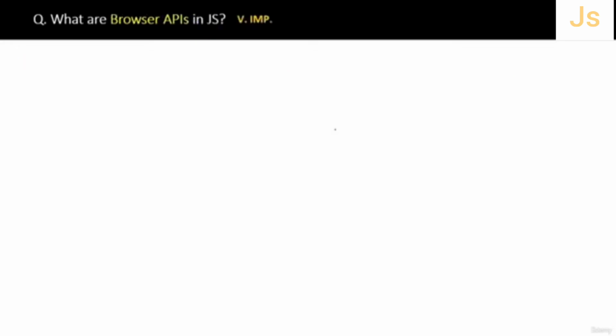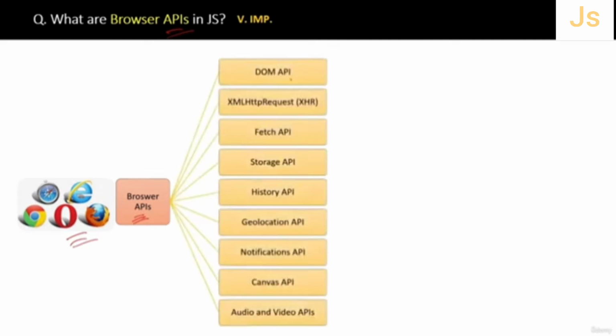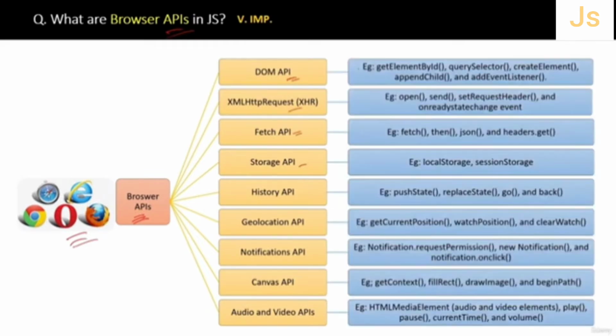What are browser APIs in JavaScript? As you can see, we have many browsers. These browsers provide us with some inbuilt functionalities, okay? Those functionalities or APIs are called browser APIs. For example, here you can see the list of the browser APIs provided by the browser, okay? Now, each of these APIs is a collection of some methods to manage the operations in them. And here is the list of the functions.